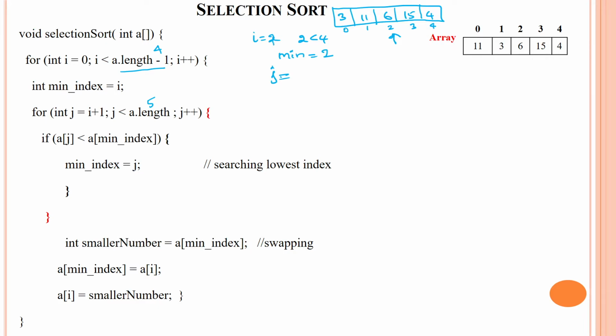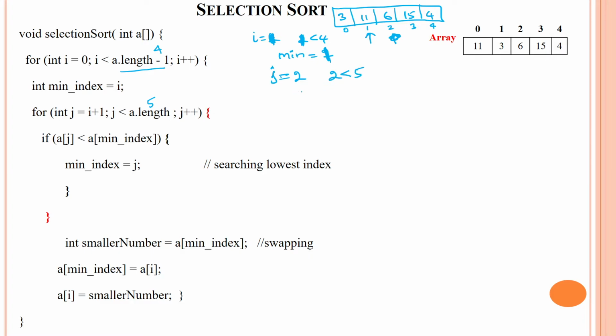From I is 1, here 1 less than 4. So this is the value we are assigning as the minimum index. So minimum index is now 1. So j is now I plus 1, so j will be 2. Then 2 less than 5.